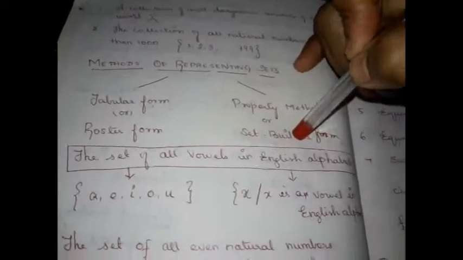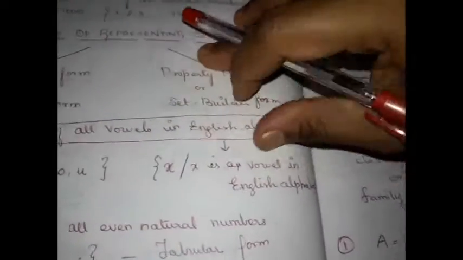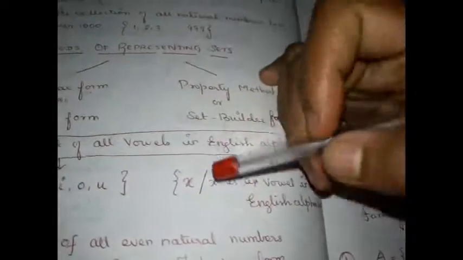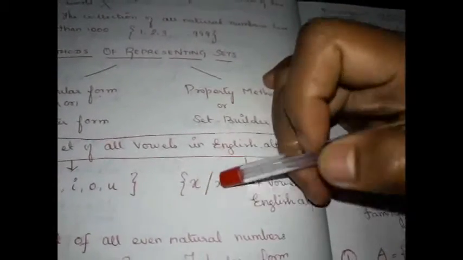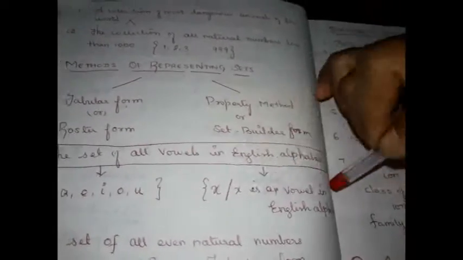And in the set builder form we have used this kind of denotation. We will read it like this: the set of all x such that x is a vowel in the English alphabet. So we will open flower braces, we will denote it by any variable, and we will put one oblique sign and we will call it as such that, and we will give the description of that particular variable, right? So we have seen how to express.